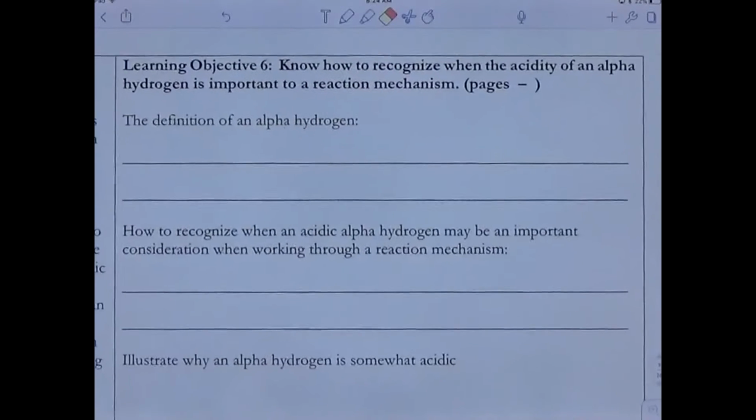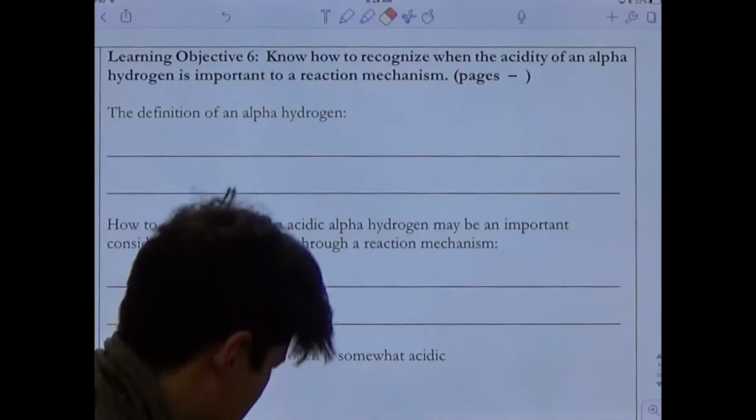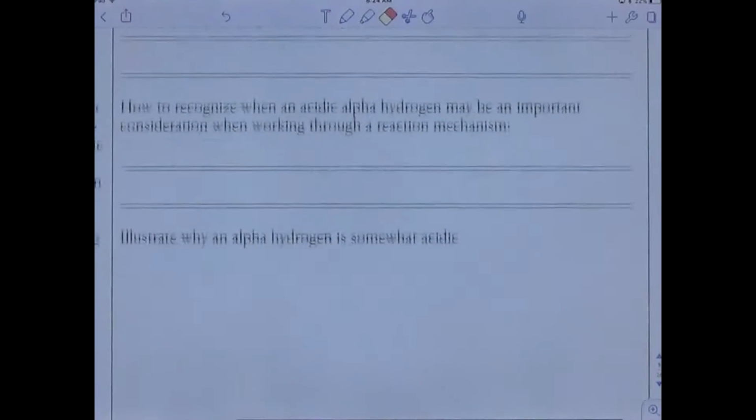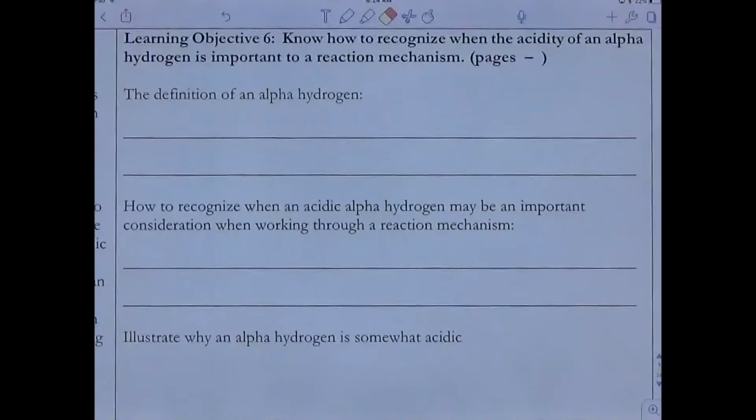But now, I wanted to get to this today. Unless, before I go on actually, any questions about anything? Okay, then today I wanted to do acidic alpha hydrogens and ketoenol tautomers.